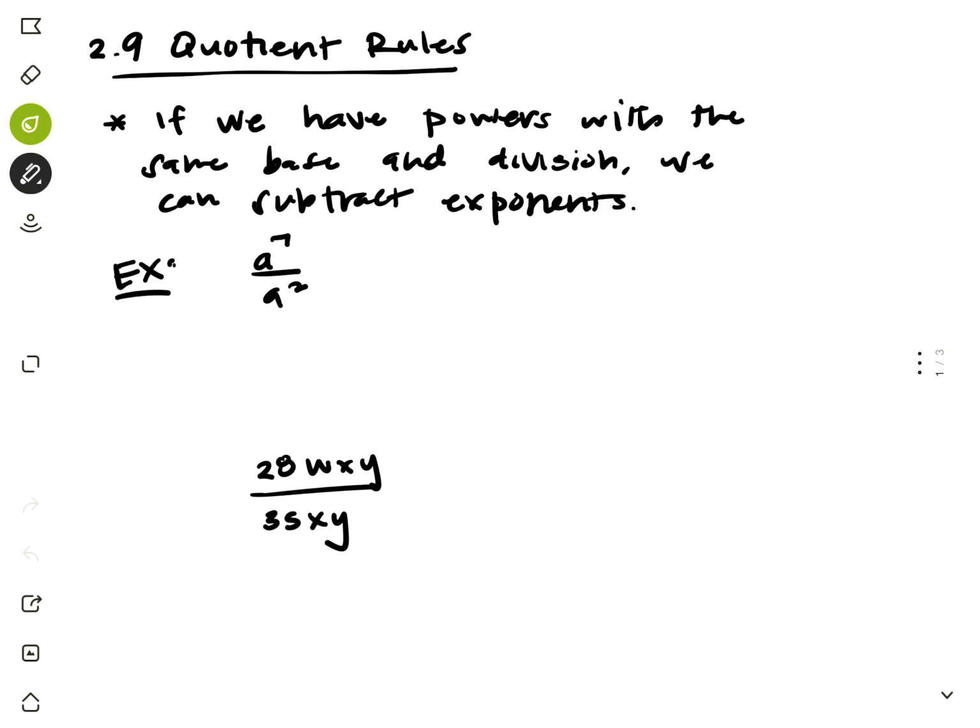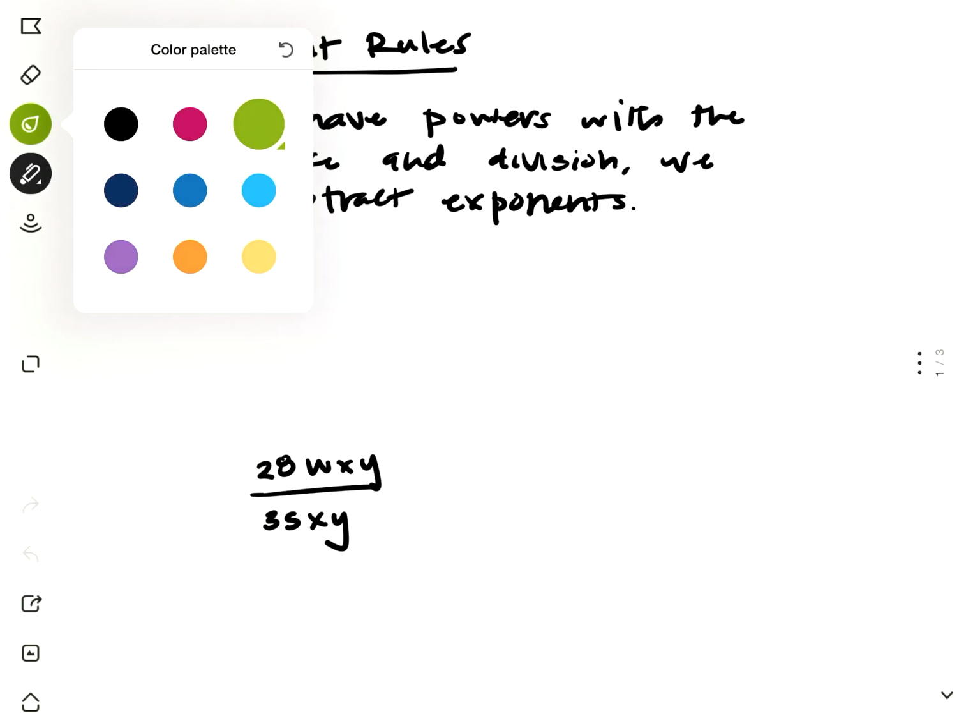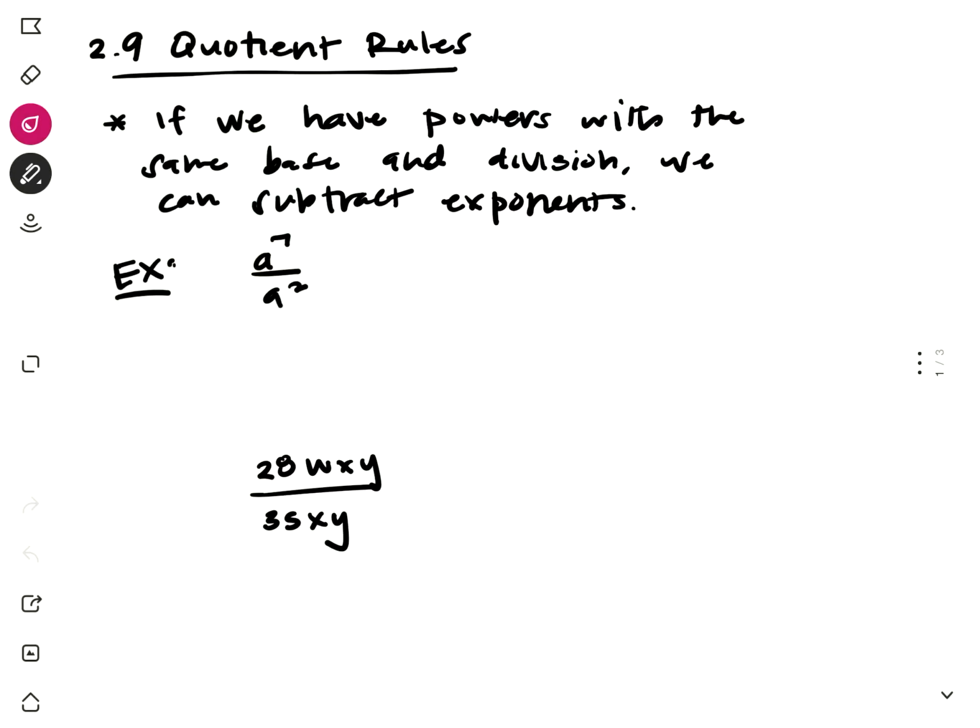Alright, welcome back. Today we're looking at 2.9 quotient rules. So last time we did product rules. The quotient rules are very similar to the product rules. It says this time if we have powers with the same base and division, so this time we're talking about division, not multiplication, we can subtract the exponents.